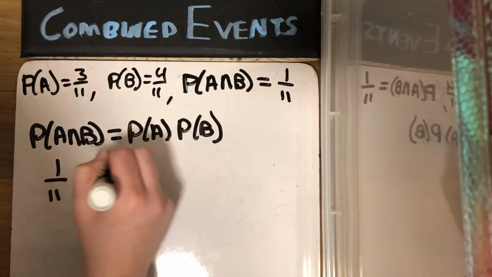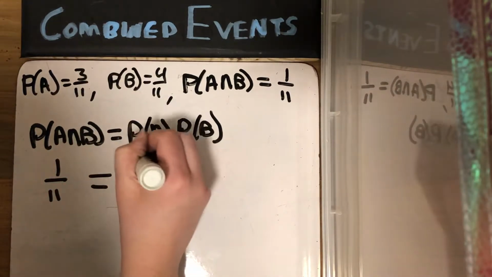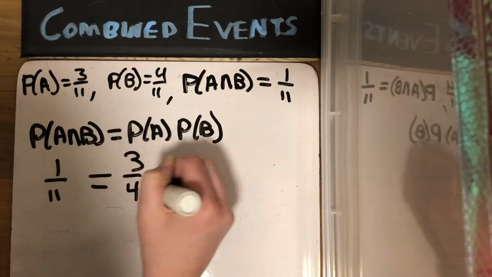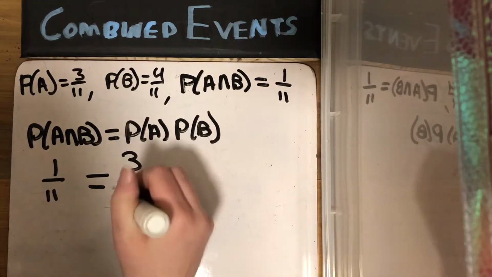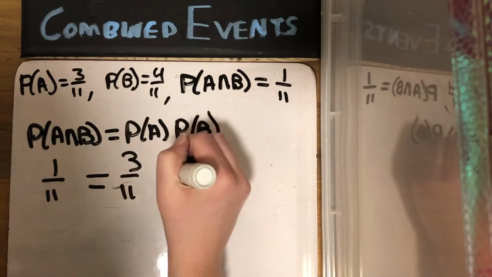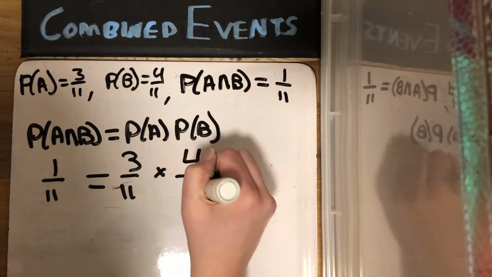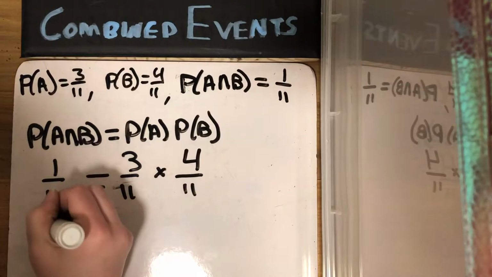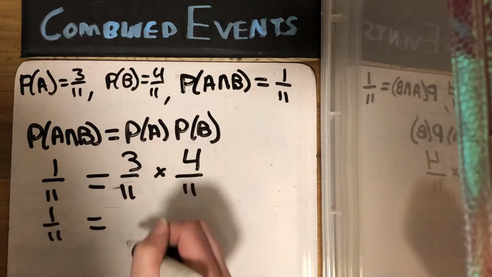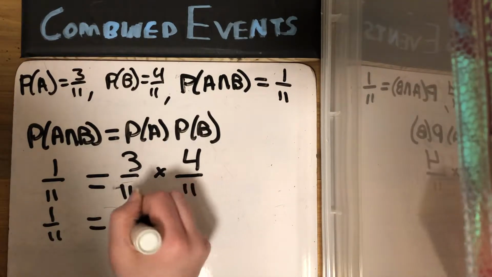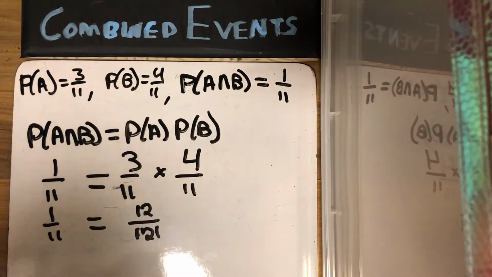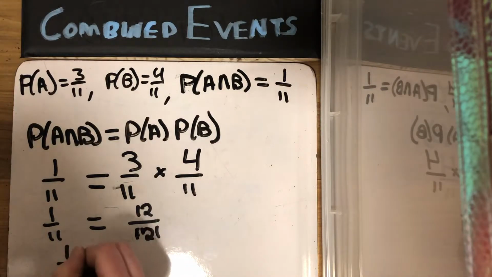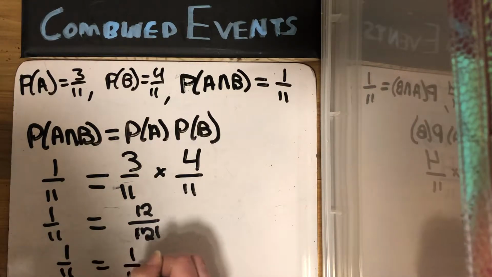We know the intersection, we solved for it. 1 over 11 equals, now we have 3/11, jumping ahead here, times 4/11, and that gives us 12 over 121, and if we divide that out, we get 1/11 equals 1/11.